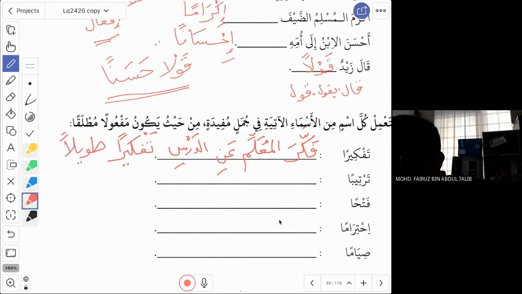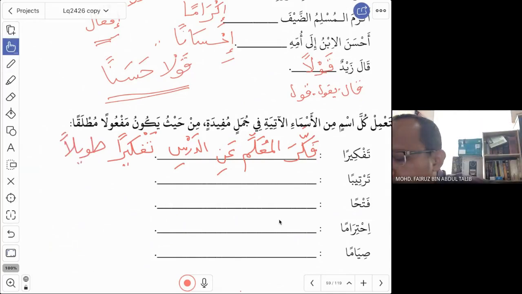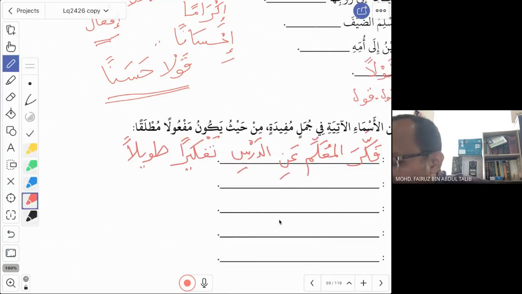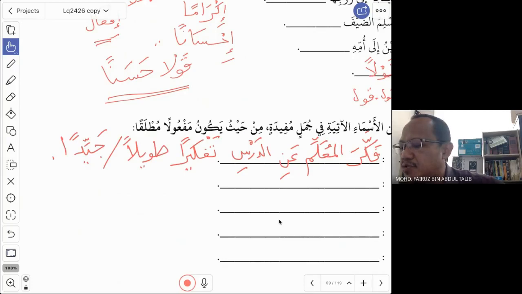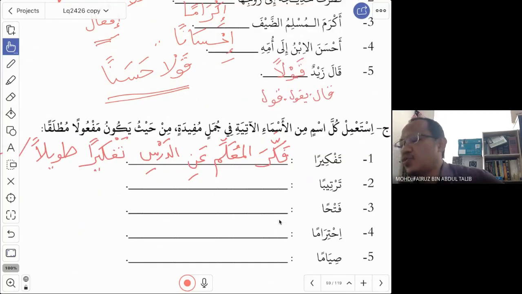Tafkiran jayidan. So there are many ways you can explain. You can use maf'ul mutlaq in the sentence. Tafkiran masalan, tafkiran jayidan, tafkiran tawilan, and so on and so forth. Okay, this is the first jumlah. Let us try number 2.